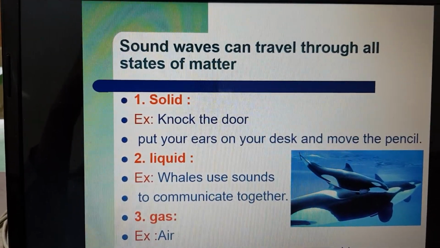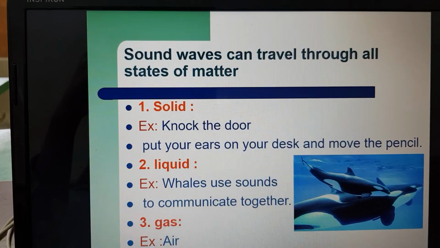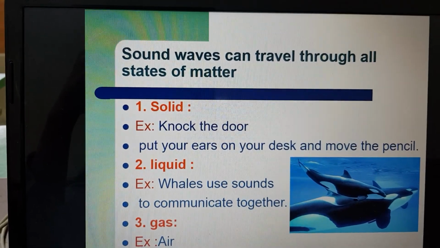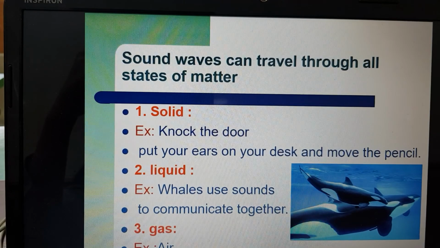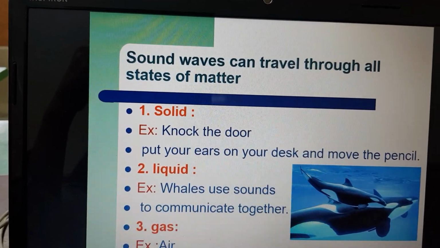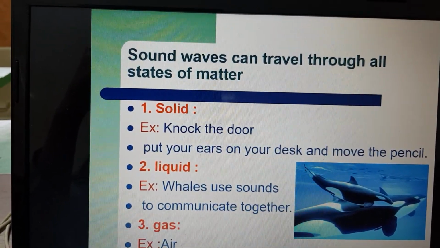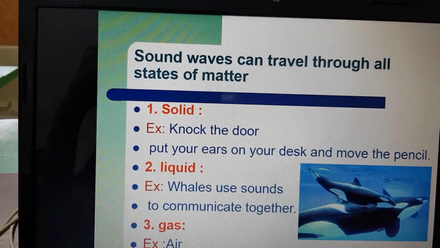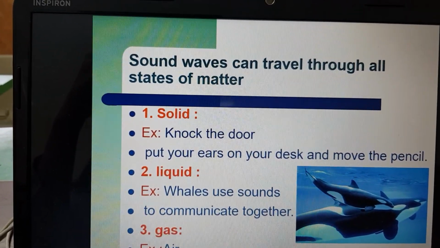Sound waves can travel through all states of matter. How? Number 1, through a solid. Try knocking on the door. Put your ear on your desk and try to knock on it. You hear a sound. Put your ear on the desk again and move a pencil on your desk. You will hear a sound.